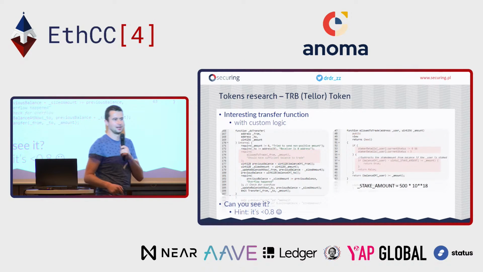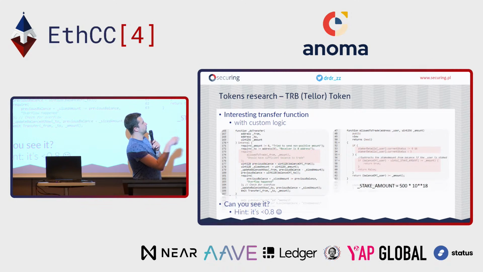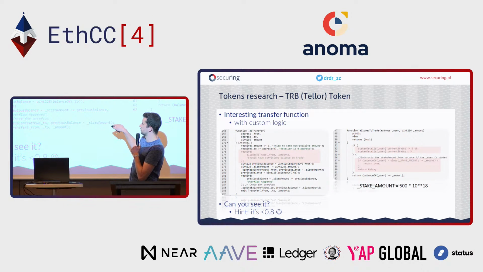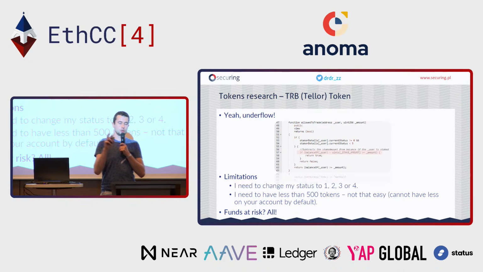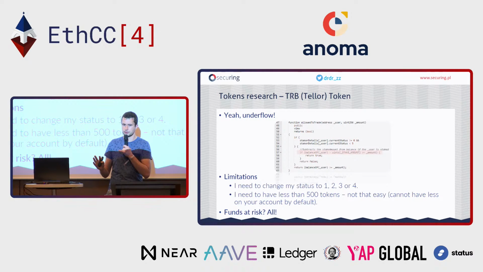Almost. It's underflow, but yeah, they are almost the same. There is an underflow in here. If your balance is smaller than the stake amount, and the stake amount is 500 tokens, you have an underflow here, and your balance is for sure much bigger than the amount you want to send, right? And there is no additional require for that. So if you manage to meet two requirements, you are able to get all the tokens.